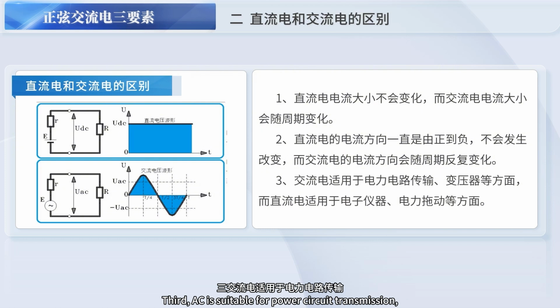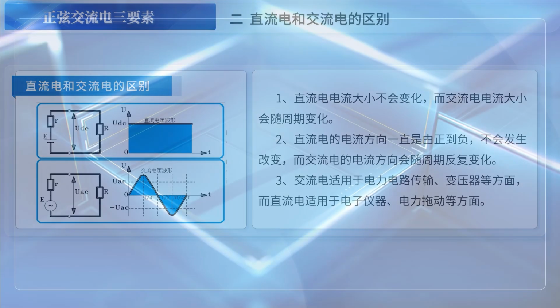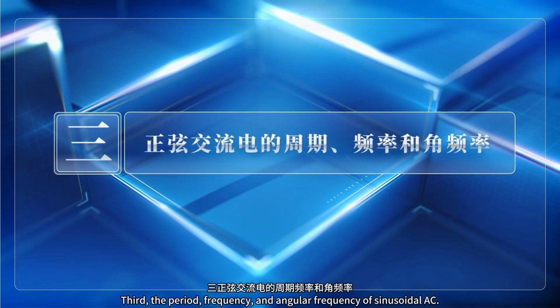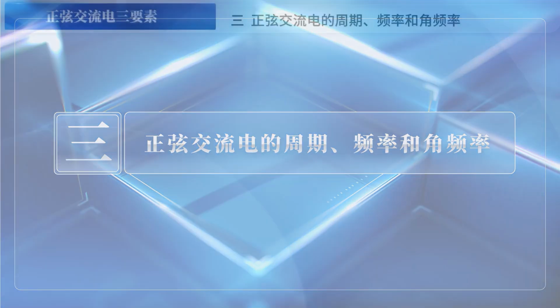Third, AC is suitable for power circuit transmission, transformers and so on, while direct current is suitable for electronic instruments. Second, the period, frequency, and angular frequency of sinusoidal AC.